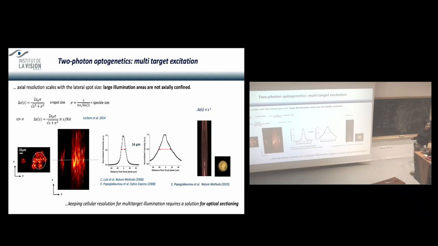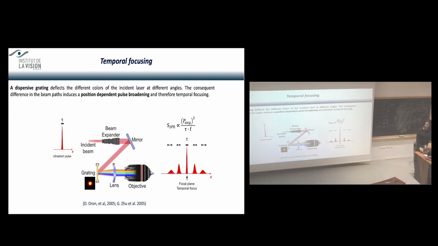So if you wanted to use this shaped approach to get single cell resolution, we need to do something more so that we could go back to the axial resolution typical of two-photon microscopy. And for that, we propose to combine those two approaches with the approach of temporal focusing. I don't know if any of you know about this approach.